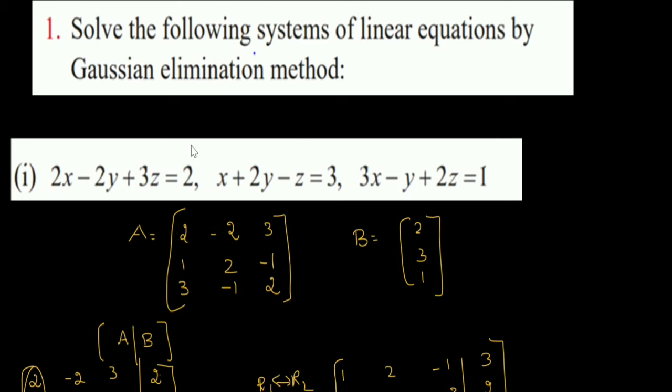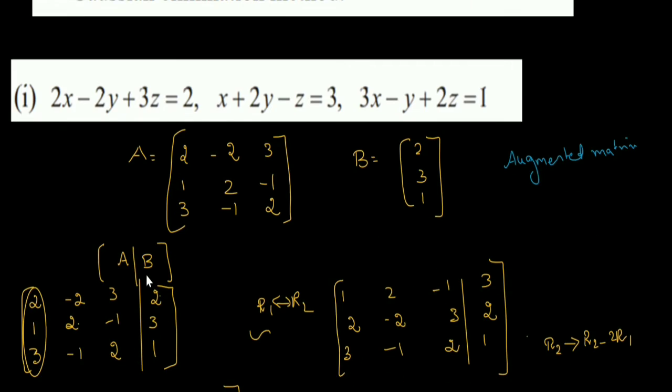What is Gaussian elimination method? This is a method we use to solve linear equations. Step 1 is we have to write the augmented matrix. Augmented matrix means you have to write this matrix A on the left and the matrix B on the right.